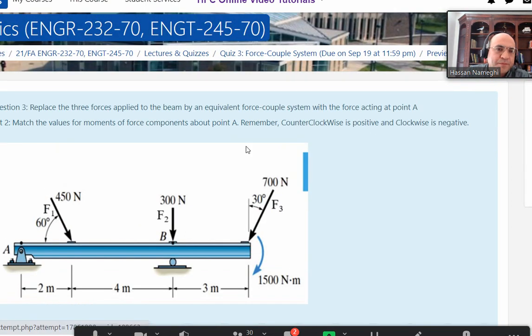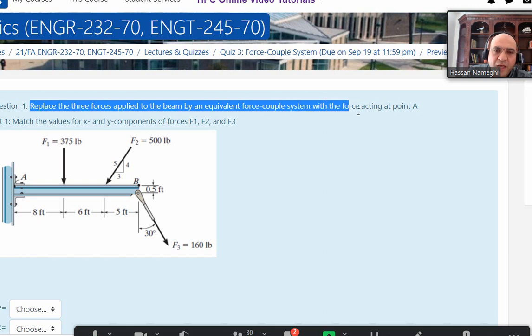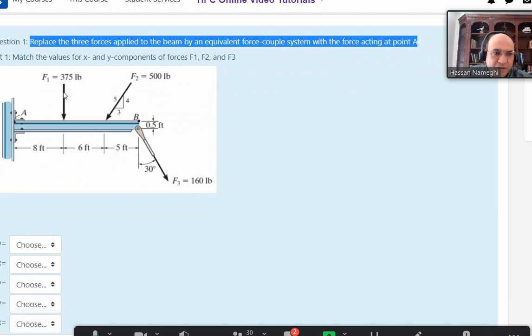So, problem one. In this problem, the question asks me to replace the three forces applied by an equivalent force couple system acting at point A. The first part is to match the values for the X and Y components for F1, F2, and F3. Meaning that I need to find F1X, F2X, and then go on from there. So in order to find, for instance, F1X in this example, F1X is 0, it doesn't have any component, but F1Y is minus 375. F1X, even, did not ask you for that.